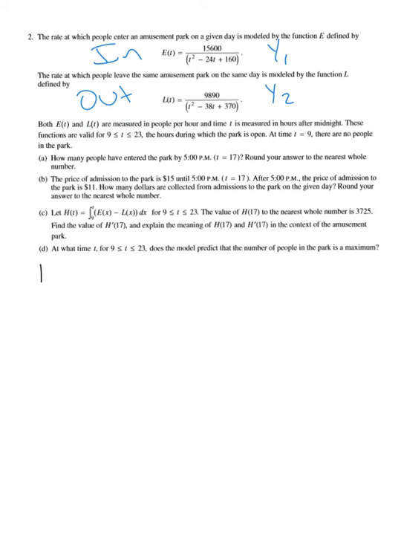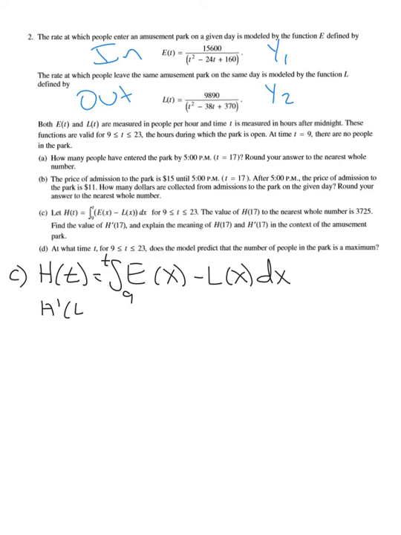All right, so h of t is the integral from 9 to t, e of x minus L of x dx, which means that h prime of t, right, the derivative is the inverse of the integral. So you just substitute in e of t minus L of t. So then we want to find h prime of 17, e of 17 minus L of 17.